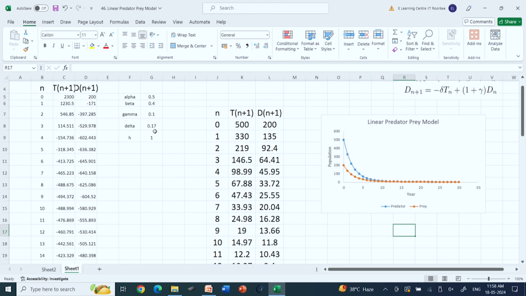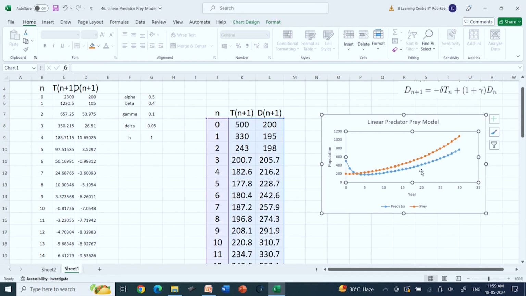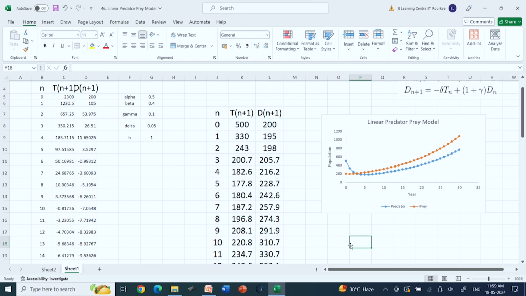Now let us see what happens if I change this value to 0.05, and immediately you see that the system becomes unstable and it increases unboundedly starting from 500 and 200. So this matches our analytical results.